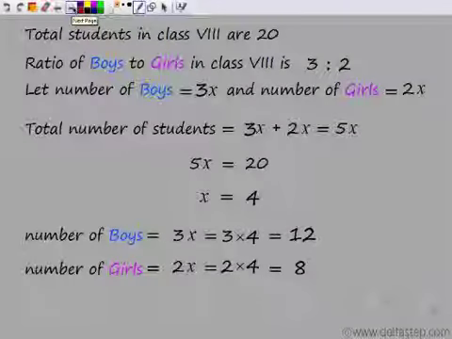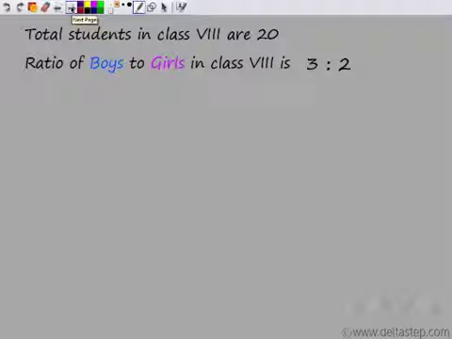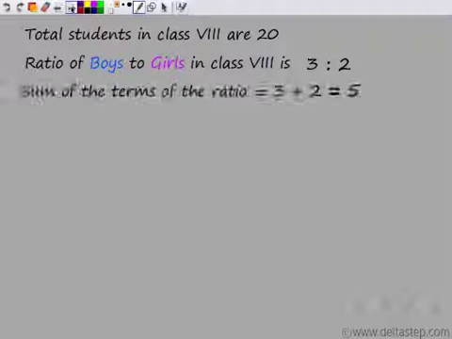Now another way to look at it is, we know total students are 20, and the ratio in the simplest form is 3:2. Now this means if I find the sum of the terms, it is 3 plus 2, which is 5. So 3 students out of 5 are boys and 2 out of 5 are girls. That is 3/5 of the total students are boys and 2/5 of the total students are girls.